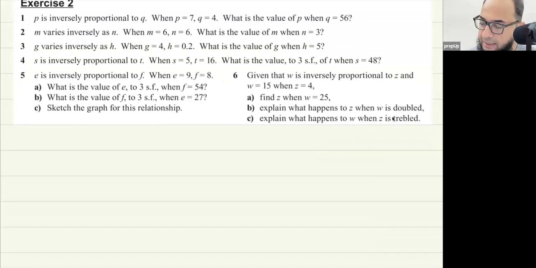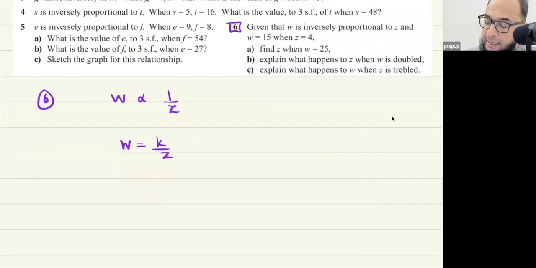Let me explain question number 6. It says W is inversely proportional to Z. So W equals K over Z, it's inverse. Now it says W is 15 when Z is 4. So W is 15, Z is 4.